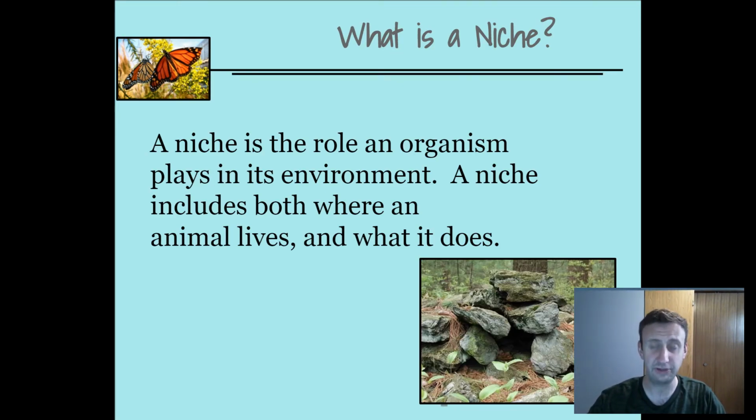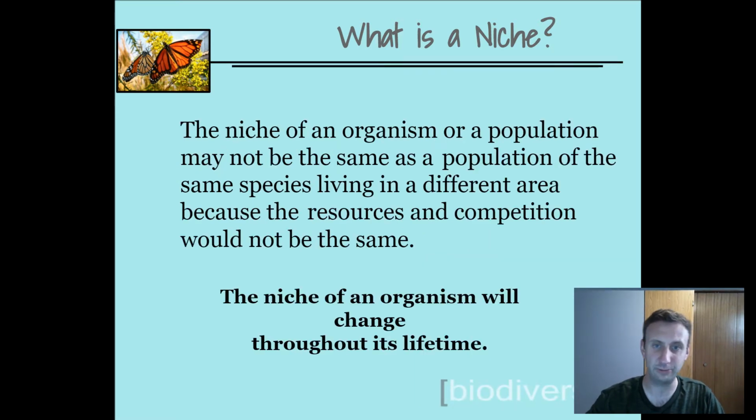So what is a niche? Here's the definition. A niche is the role an organism plays in its environment. A niche includes both where an animal lives and what it does. That's the definition. A niche is where an animal lives and what it does, essentially, which we call the role that it plays within the ecosystem.